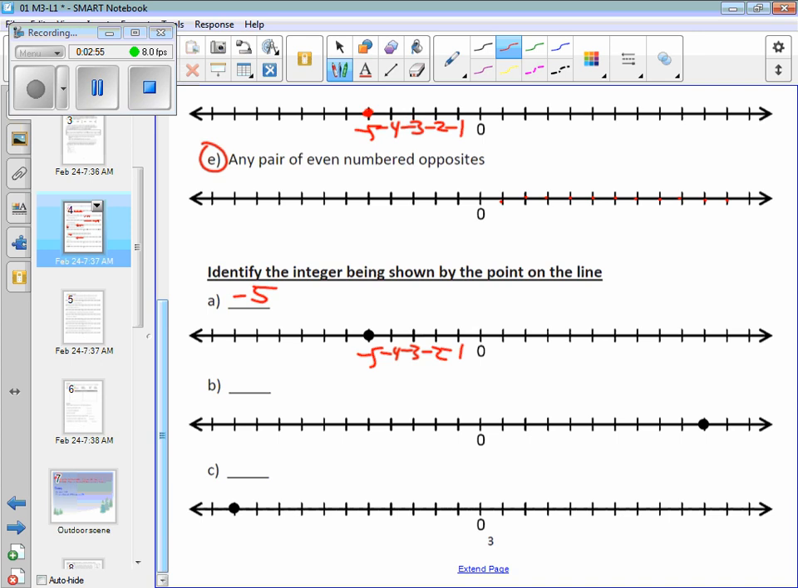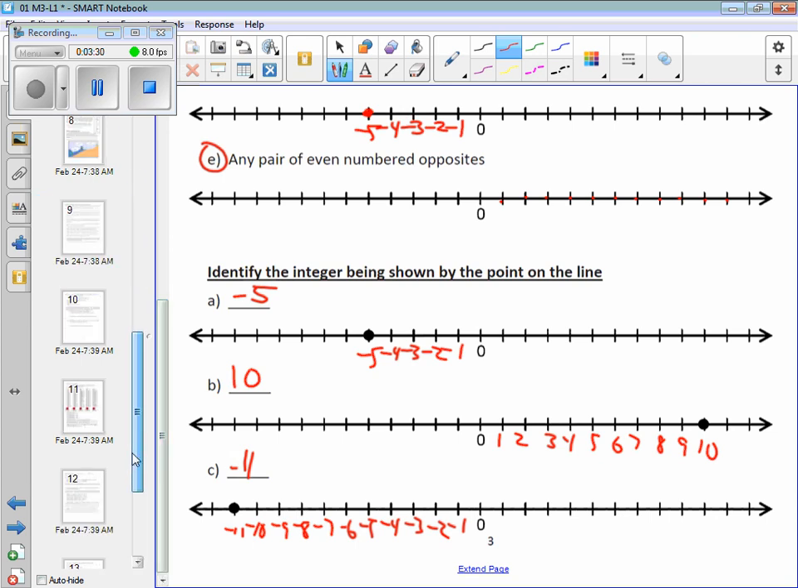Should be -5. How many of you got that right? Okay, then how many got +10? Great. And finally, I think this is -11, right? I don't remember. Yeah, -11. How many got -11? Okay, let's go to the homework page. Page 10.